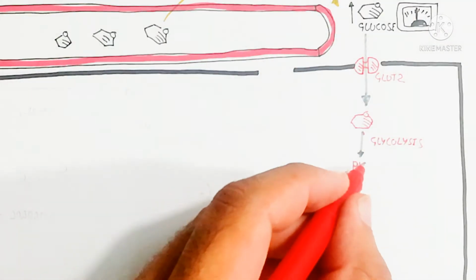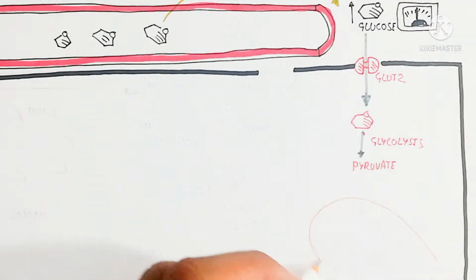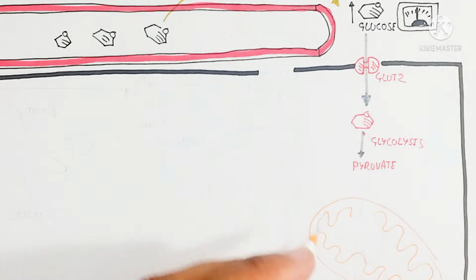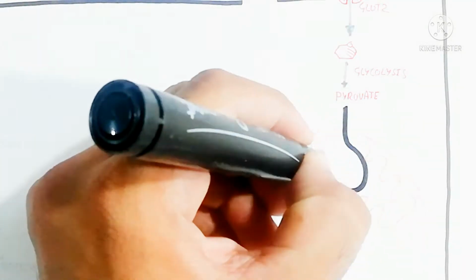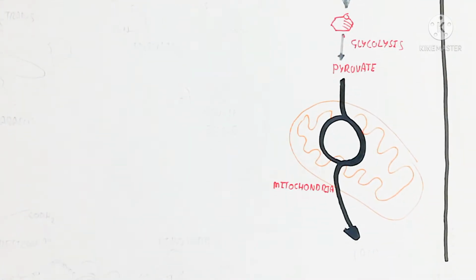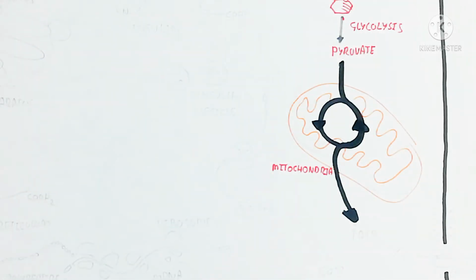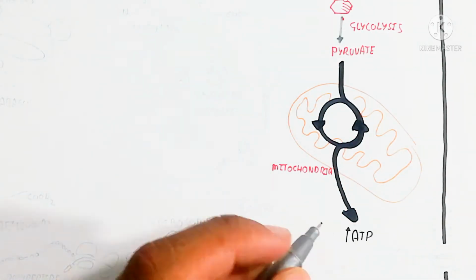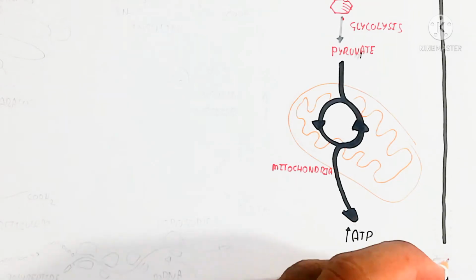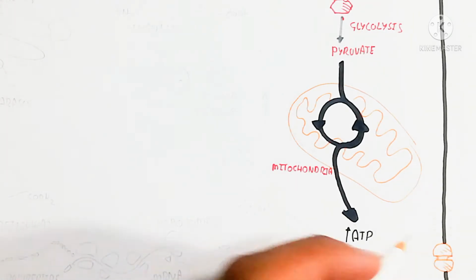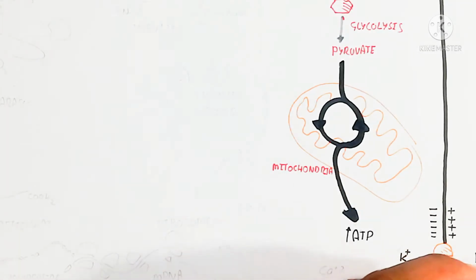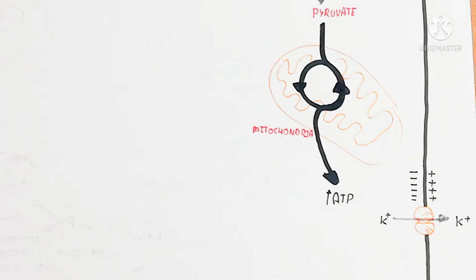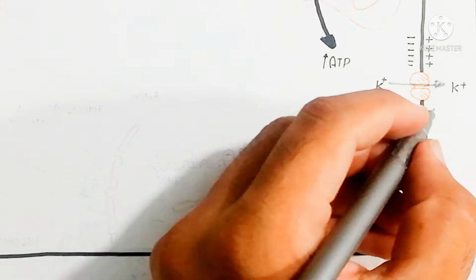When glucose enters, it is converted into pyruvate through glycolysis, and 2 pyruvate will be produced and go into the mitochondria. In the mitochondria, ATP is produced through the Krebs cycle and the electron transport chain. So the ATP is increased. For example, here is the ATP-gated potassium channel. This channel will create a charge difference inside as compared to the outside.